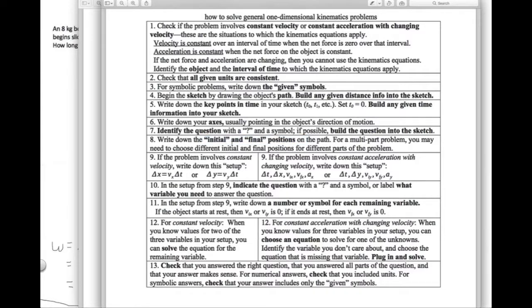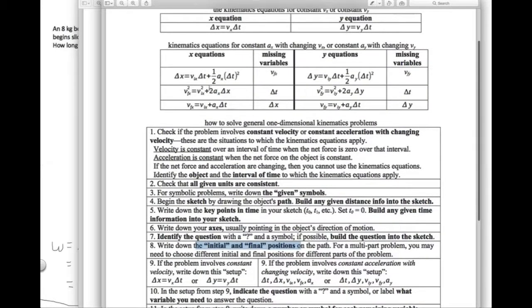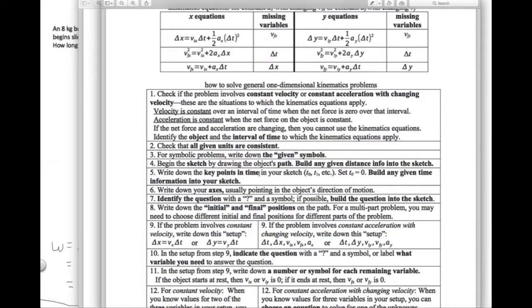So make sure you actually write down the I and the F in your sketch to label the initial and final positions. That's something that we don't have to do just for a Newton's second law problem, but we do have to apply that for a kinematics problem, because the kinematics equations involve both the initial point and the final point. So now we've completed our preliminary steps for kinematics.